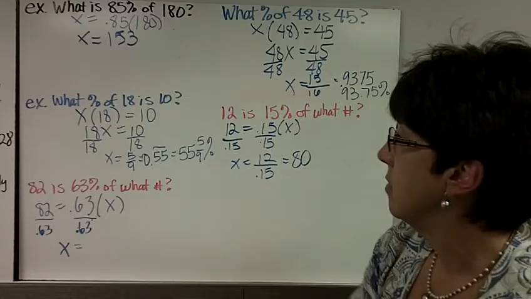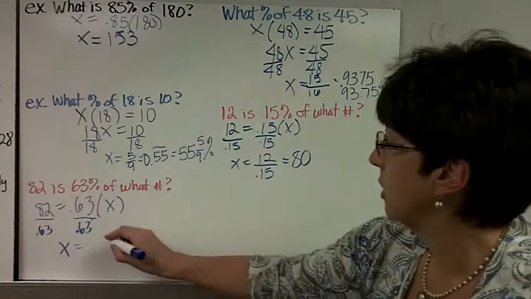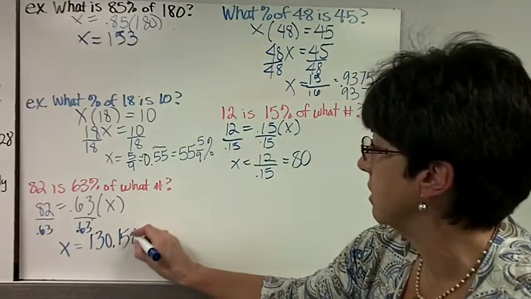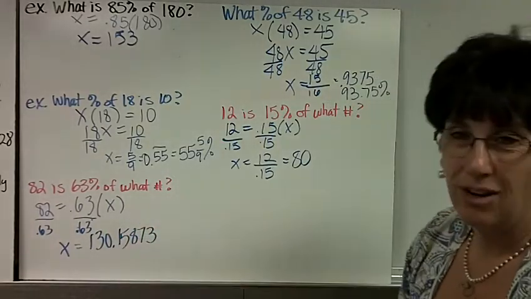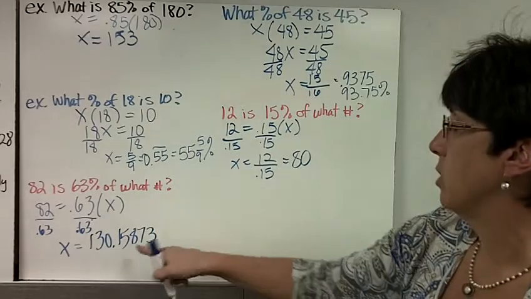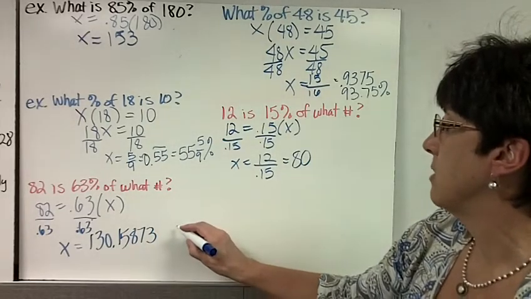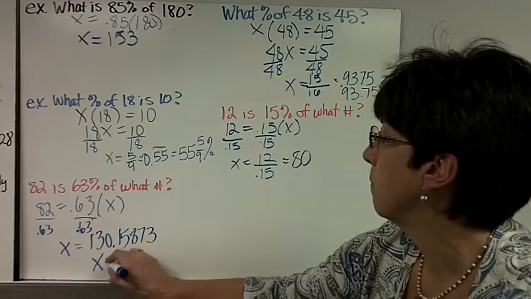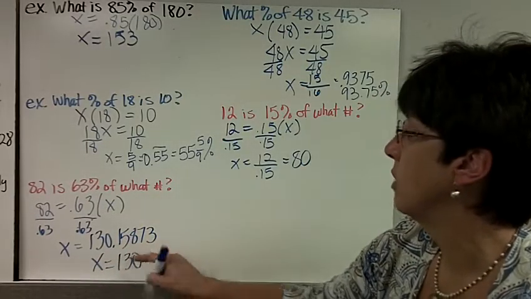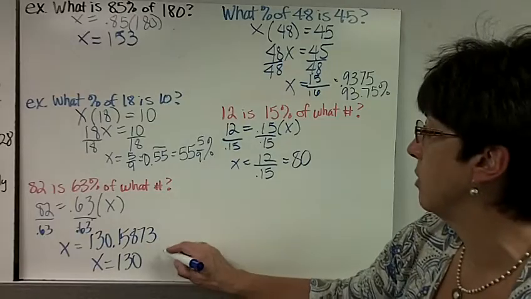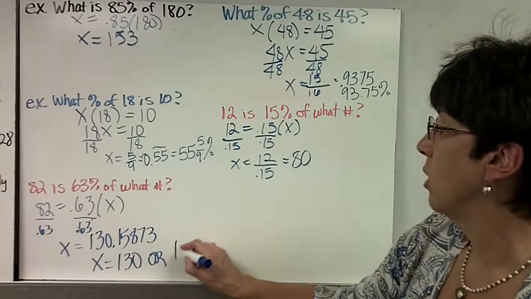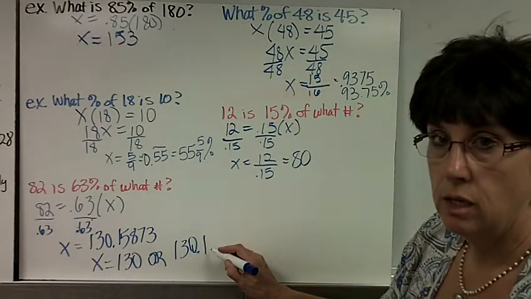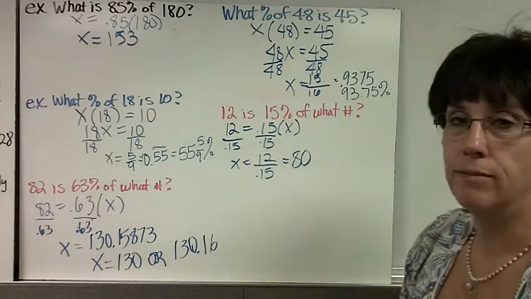Wow, this is what I got: 130.15873. I don't want to write that whole thing down. I just want to round it to 2 digits past the decimal. So, you know what? Let's round this one to the whole number. So what would that be? 130. What if I wanted it to 2 digits past the decimal? What would that be? 130.16. Hope you said that. All right, that's it.